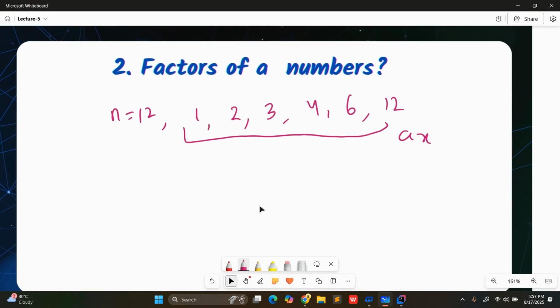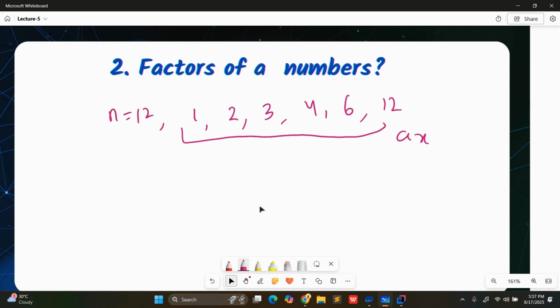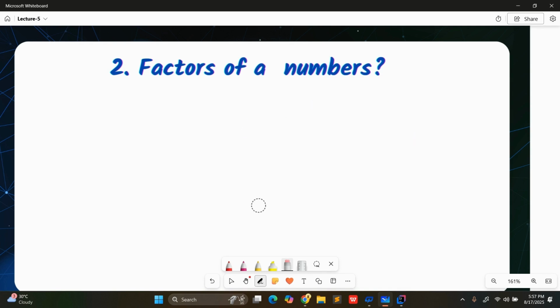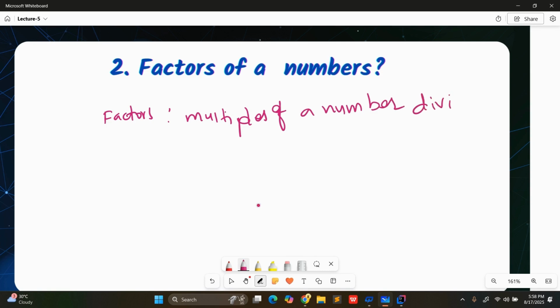Factors of a number. So what are the factors of a number? Factors of a number are those numbers which are multiples of the number and which completely divide n. Let's see in detail. The factors are multiples of a number that divide it perfectly, or completely.